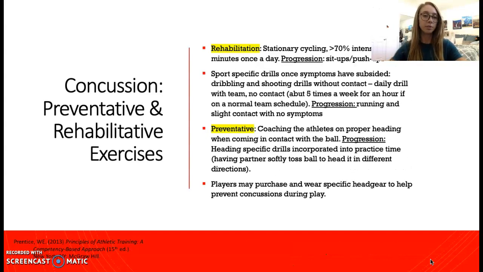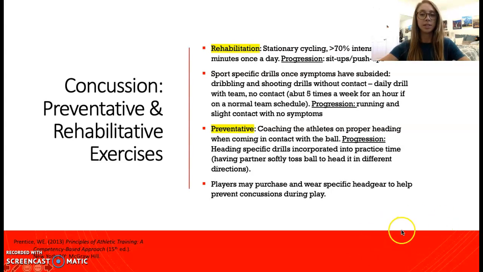So some preventative and rehabilitative exercises. Again, it's going to be hard to do for a concussion. There isn't really any exercises you can do to help. But when they're going through the stages, it's important to start on a stationary cycle bike like we have up here, and then progress into different types of things like sit-ups and push-ups and even burpees to see how their brain functions and moves inside their skull and if it makes it worse or not.